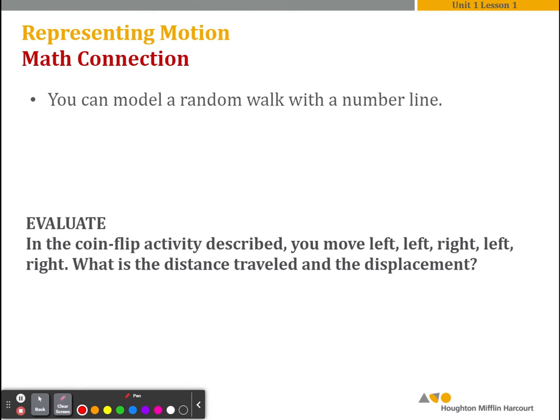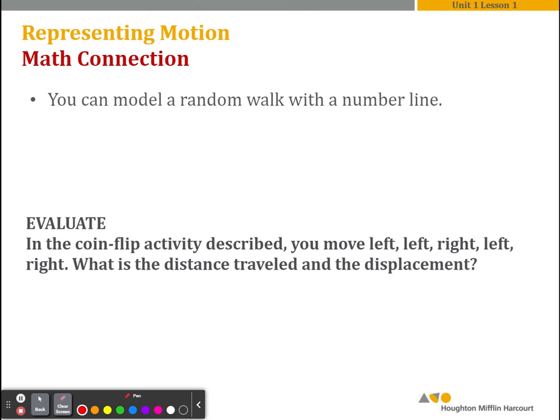You can use a number line to model a random walk. If you stand on a number line that's numbered out in meters, you stand at the origin, you stand at 0, you have 1 meter to the right, 2 meters to the right, 3 meters to the right, 1 meter to the left, 2 meters left, 3 meters left, etc. Then you can flip a coin, and this is actually in your textbook on page 8. So it describes it in writing if you want to read it. You can model this random walk with a number line.